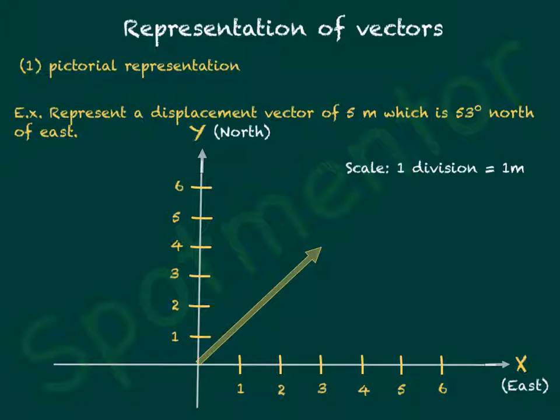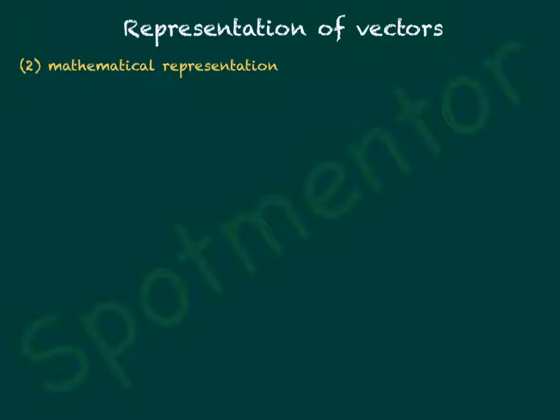And if you calculate by scale, you will see the length of the vector is equal to 5 meters and this vector is making an angle 53 degrees. So you can see this vector can precisely be represented if the scale of the Cartesian coordinate system is given to us. Now let's see the other case, that is mathematical representation.